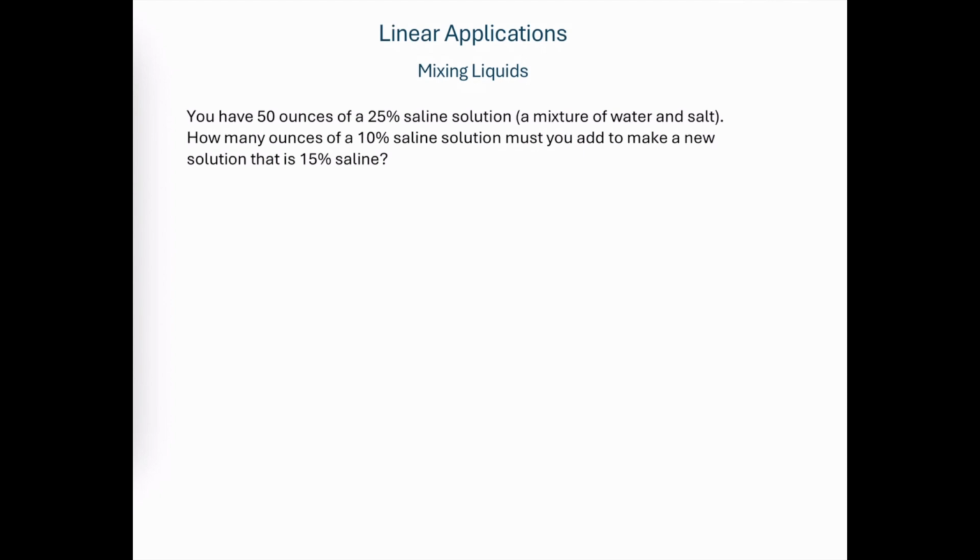You have 50 ounces of a 25% saline solution. How many ounces of a 10% saline solution should you add to make a new solution that is 15% saline?